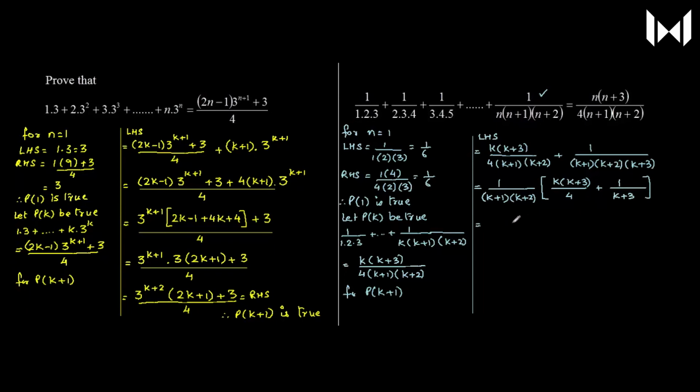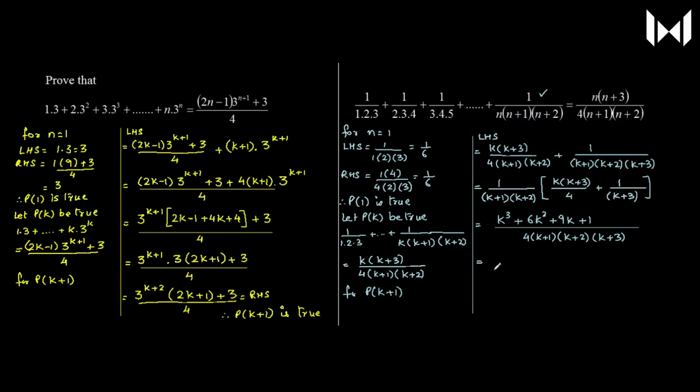Now if we take the LCM, we get the total LCM as 4 into k plus 1 into k plus 2 into k plus 3. Now when we take the LCM, this k plus 3 will multiply over here, so that will become k square plus 6k plus 9, and there is a k outside, so that will make it k cube plus 6k square plus 9k plus 1.